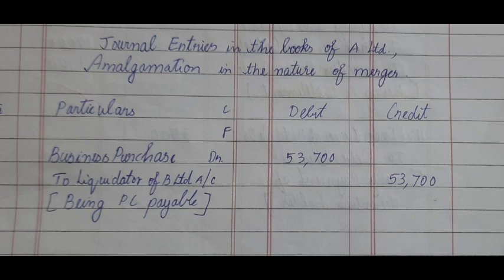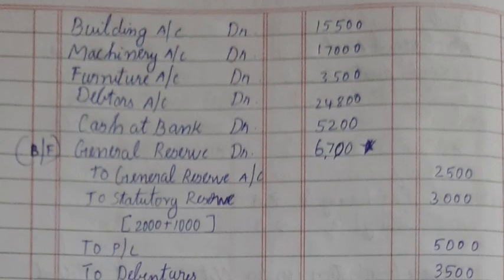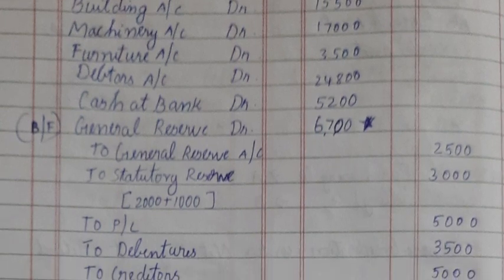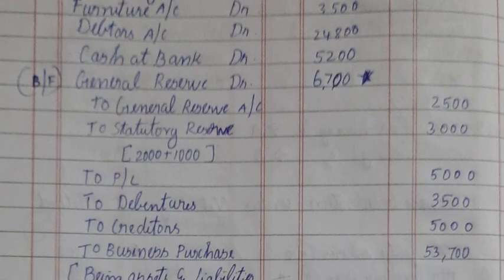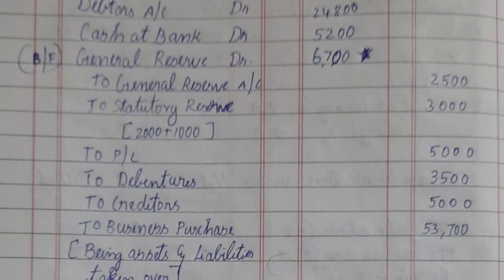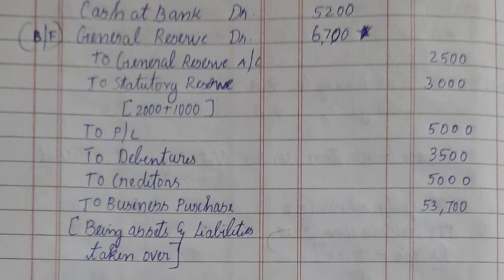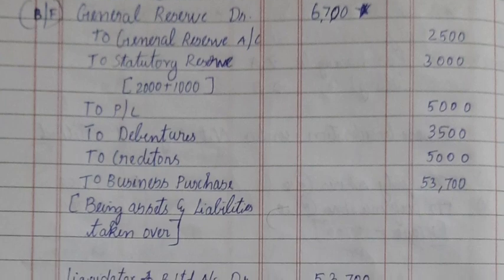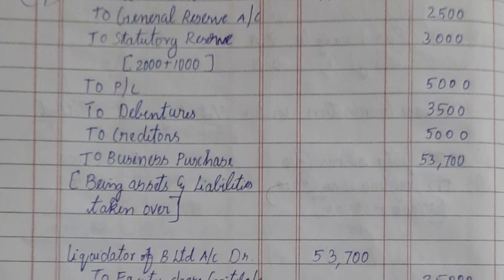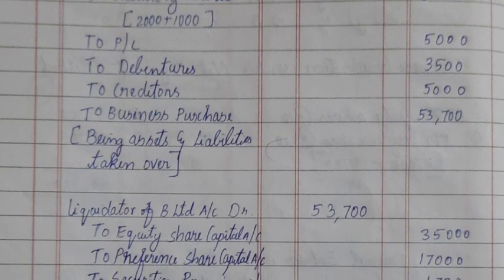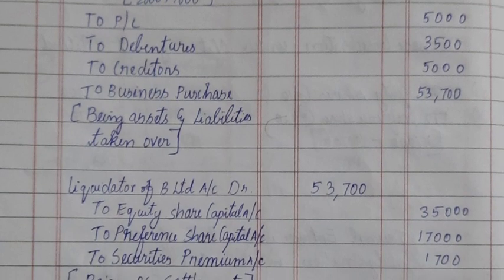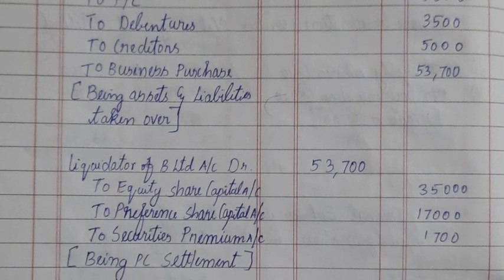Now let's see the journal entries in the books of A Limited. Business purchase account debit to liquidator of B Limited rupees 53,700. Buildings account debit 15,500. Machinery account debit 17,000. Furniture account debit 3,500. Debtors account debit 24,800. Cash at bank 5,200. General reserve 6,700, and it is the balancing figure. To general reserve account 2,500. To statutory reserve 3,000. To P&L 5,000. To debentures 3,500. To creditors 5,000. To business purchase 53,700.